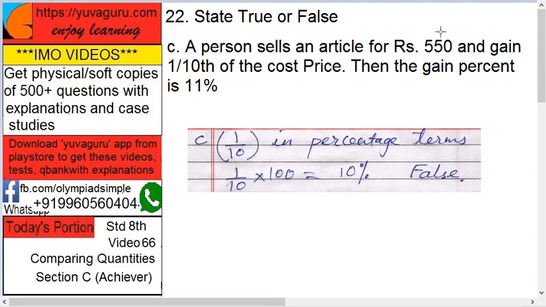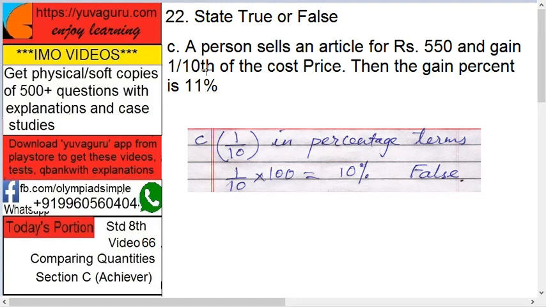So you have to find the cost price first. Okay? But this is a typical problem. Here nothing is required. Why? What is asked? The gain percentage is given as 11% and the gain is given as one tenth. So what do we have to do? We have to just equate one tenth to 11%.